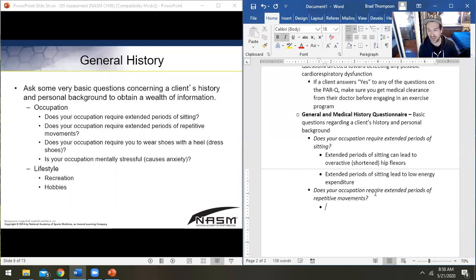Right, so if we ask questions like that, we might find that repetitive movements lead to overactive or shortened muscles, right? For instance, if somebody's doing overhead motions all day, maybe they're a construction worker or some type of contractor, painter, something like that, those repetitive movements can lead to weakness in those muscles, right? The muscle becomes overactive, therefore it becomes tight, therefore it has an altered length tension relationship, therefore it is weaker than it's supposed to be.